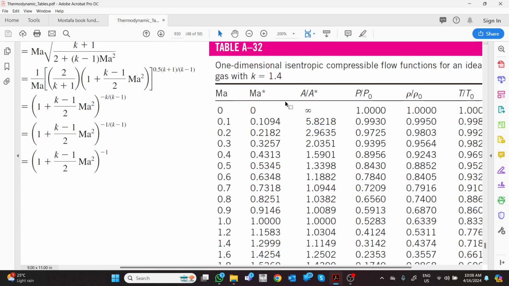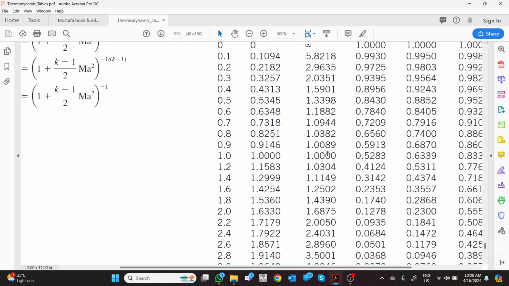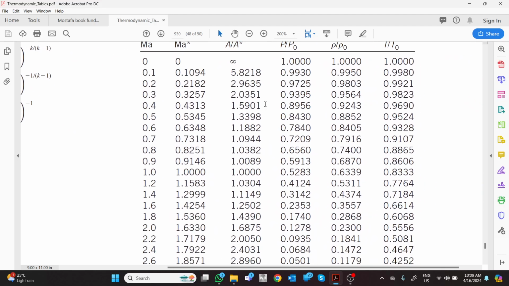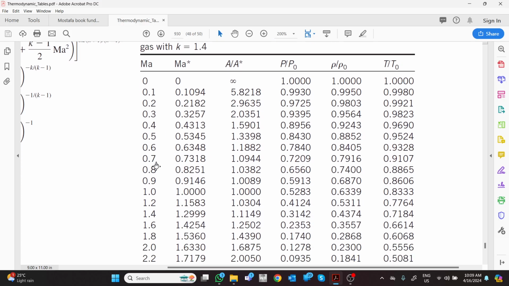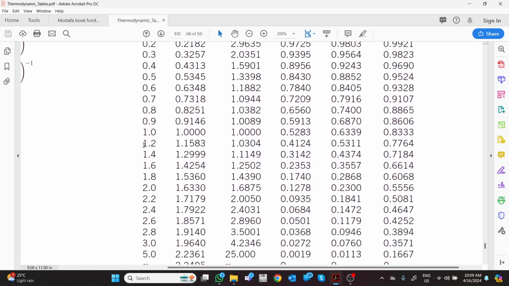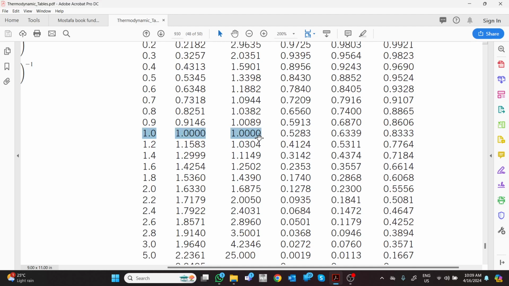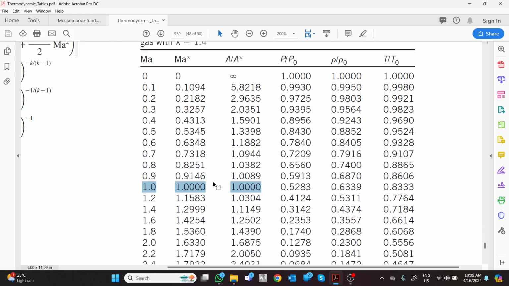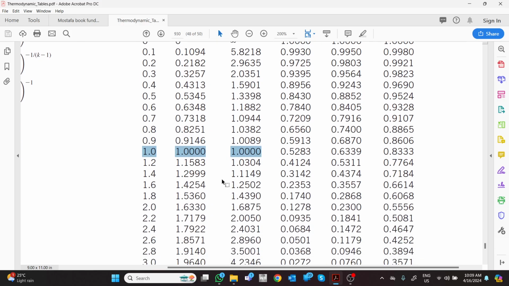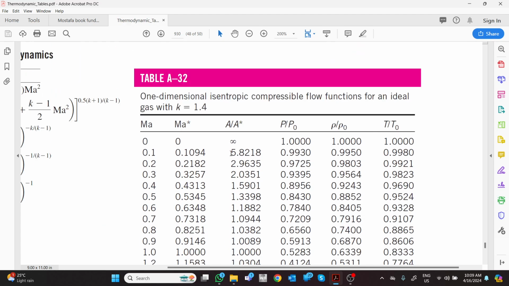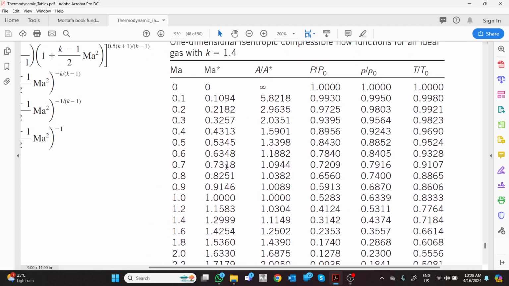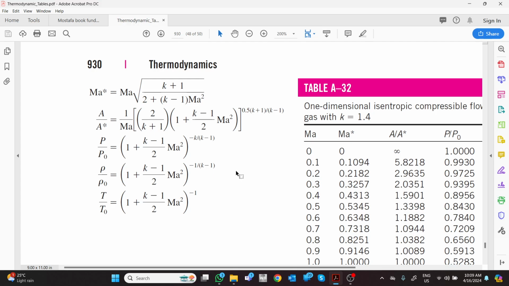So when you have A over A star, for example, this is A over A star, so you can get what the Mach number is. For example, Mach number 1 for sure should be equal to 1 for A over A star. And continue based on it. For example, if you have A over A star of 25, the Mach number is 5. Then you will tell me, okay, where is the Mach number less than 1?